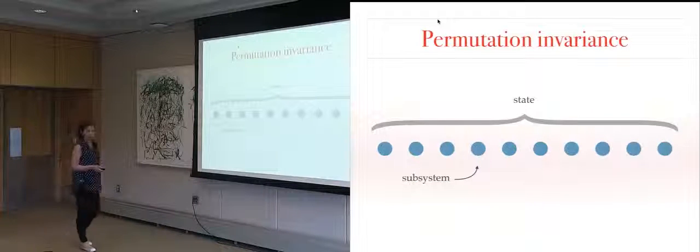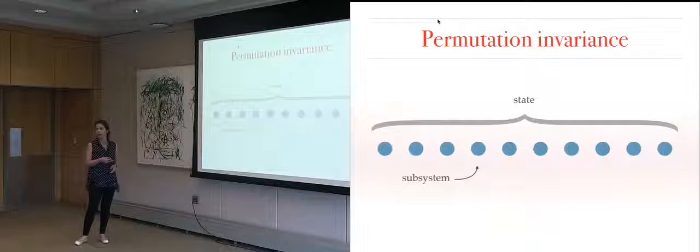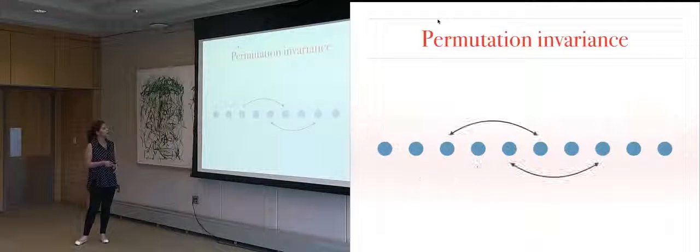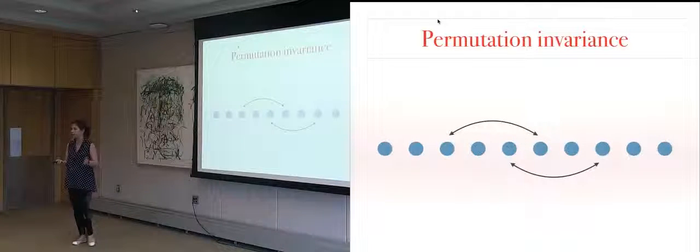So what does it mean, permutation invariant? Imagine that we have some state, and this state has many different subsystems. We say the state is permutation invariant if, when I permute the different subsystems, everything looks the same.